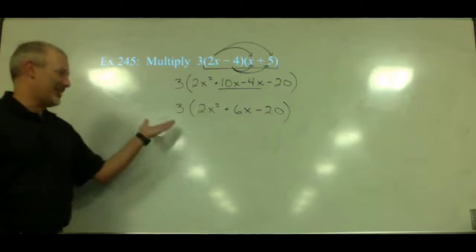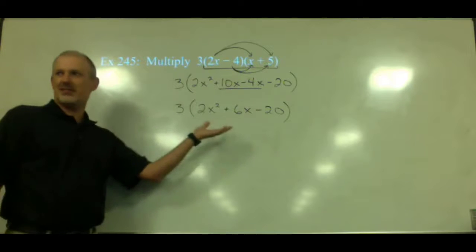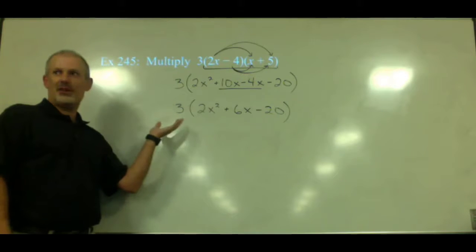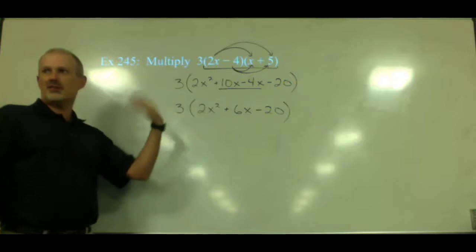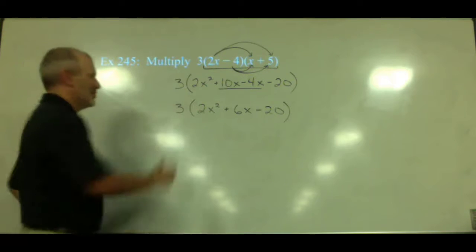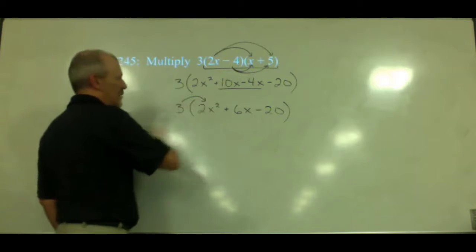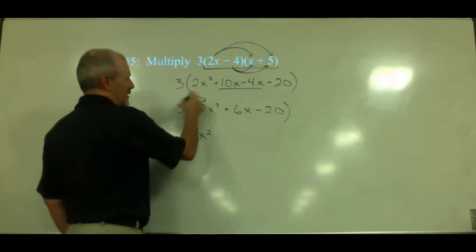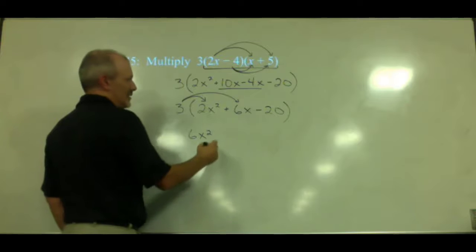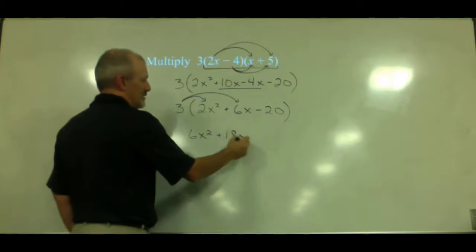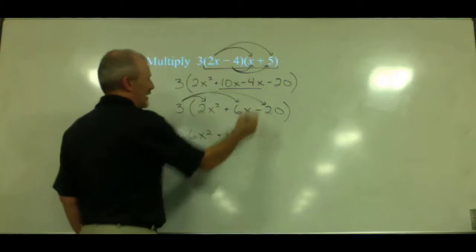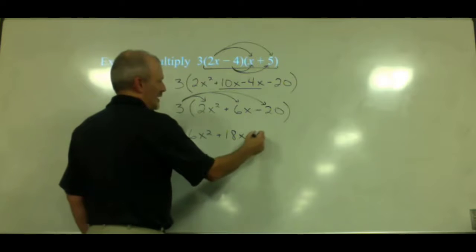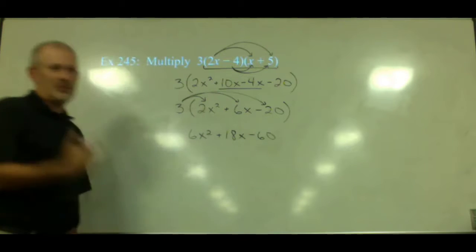Okay. Now, haven't we seen things that look like this? What are we going to do with this 3? Distribute, right? So 3 times 2x squared is 6x squared. 3 times 6x is 18x. And then 3 times negative 20 is negative 60. And then we're done.